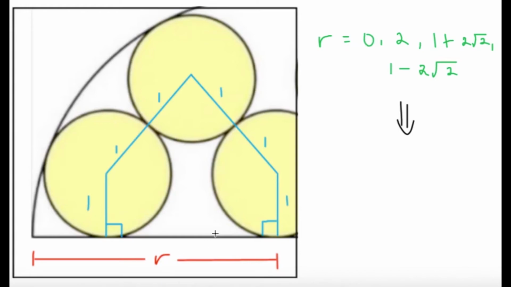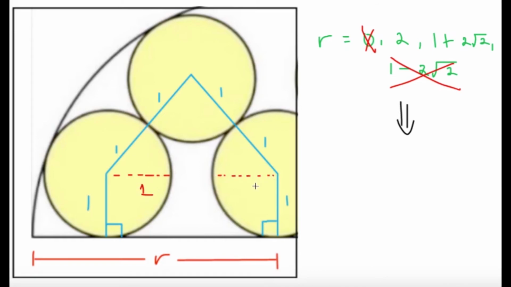Now, obviously r equals 0 is impossible. I'm pretty sure the radius of the semicircle can't be 0. And I'm pretty sure it can't be negative as well. So that just brings us 2 and the 1 plus 2 square root of 2. But we can easily eliminate the fact that r can be 2. Because, well, this is a radius, so that's equal to 1.